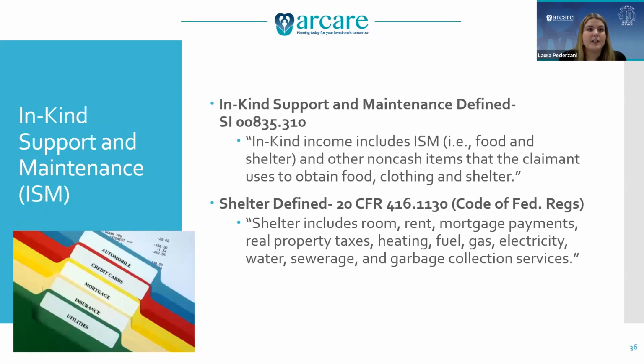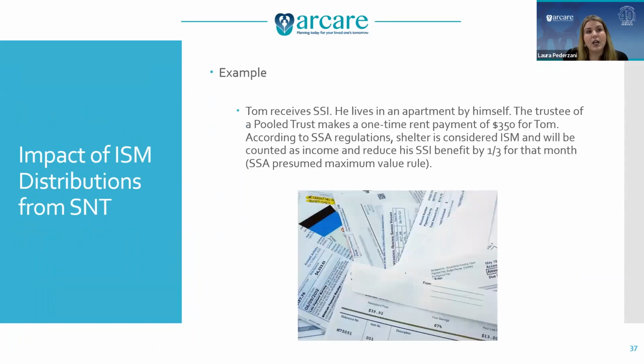So we'll talk about this a little bit because, again, I think it's important for everyone to know. In-kind support and maintenance includes, again, food, shelter, or any items that they use to obtain food, shelter, and clothing. Shelter, specifically defined, is room, rent, mortgage payments, property taxes, utilities, and garbage collection services. So we're going to talk about the impact of this on an individual.